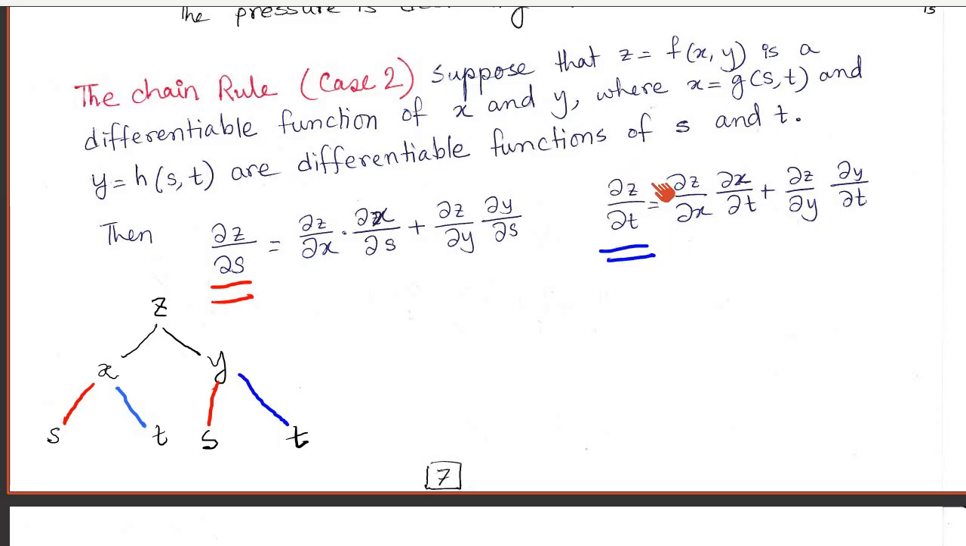Now differentiate z with respect to t. So we are going to look at the blue segments. Derivation of z with respect to x, derivation of x with respect to t, plus derivation of z with respect to y, derivation of y with respect to t. Second segment.